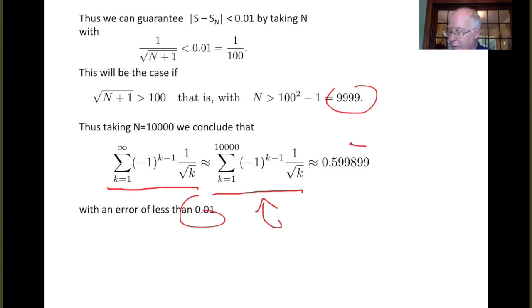And you can use a calculator or computer to quickly sum that series. It turns out to be about 0.599899. So the sum of this series is evidently a little bit less than 0.6, although as far as I know, nobody knows exactly what the sum of that series is.